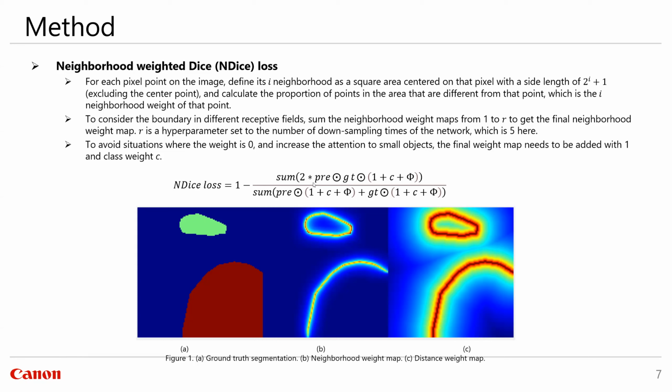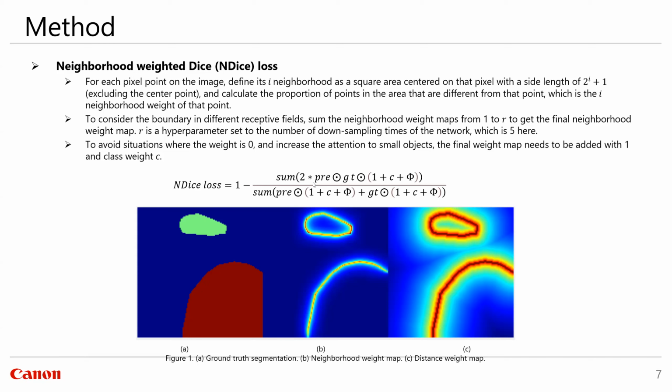And gamma is a hyperparameter set to the number of downsampling times of the network, which is 5 here. Finally, to avoid situations where the weight is 0 and to increase the attention to small objects, the final weight map needs to be added with 1 and multiplied by class weight C.